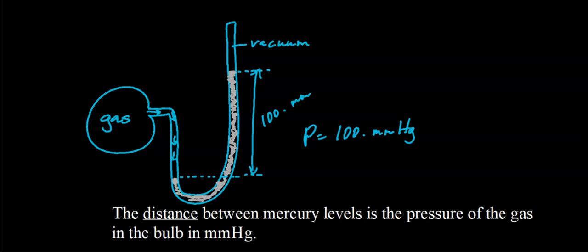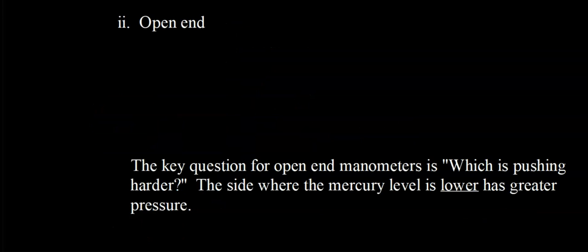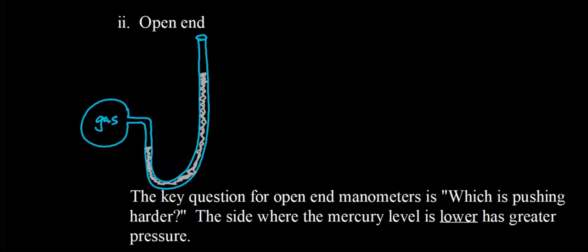Now, open-end manometers are a little bit trickier. The diagram in your book on page 380 on the left is an open-end manometer. So let me draw a picture of what that looks like. So here is our open-end manometer. As we can see here, it's open on this side now, so this is not a vacuum. This is air inside here. So you have air pushing down on the mercury on the right, and you have the gas pushing down on the mercury on the left.